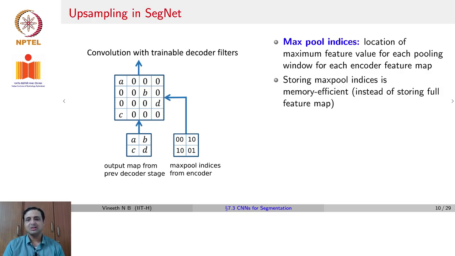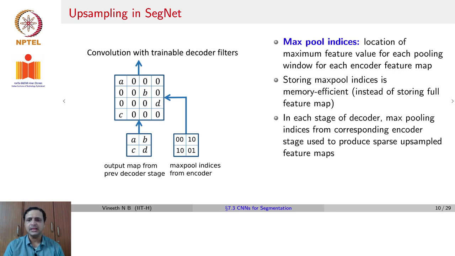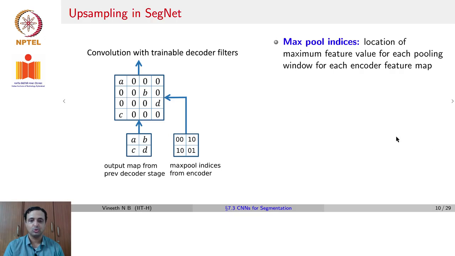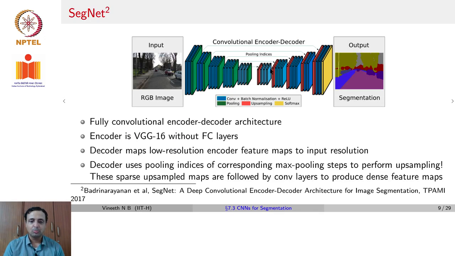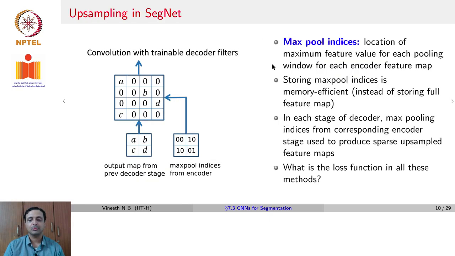Why is this good? Storing max pool indices is more efficient than storing full feature maps of the encoder. And in each stage of the decoder, the max pooling indices of the corresponding encoder are used to produce the upsampled feature map. So if you see the complete image, the pooling indices of this encoder feature map go to this decoder, this encoder's feature map goes to this decoder, and so on and so forth.